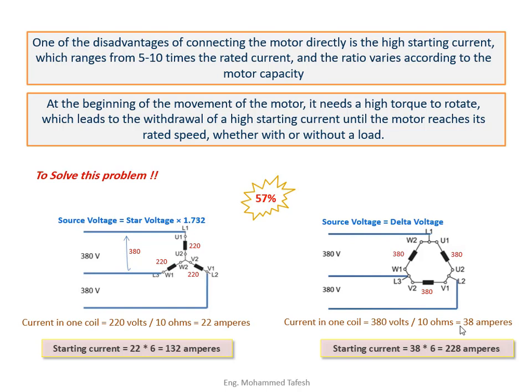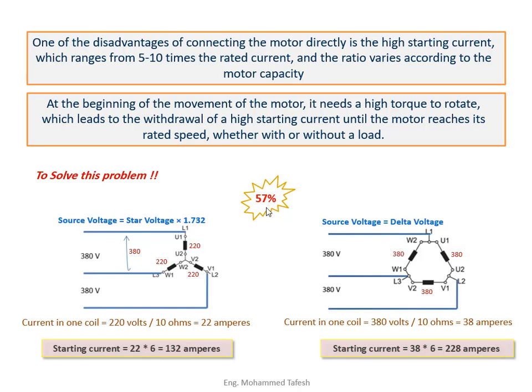If we assume the motor starts at 6 times the rated current also, then the starting current will be equal to 228 amperes. Thus, we notice the starting current of the motor in the delta state is greater than in the star by an increase of 57%. In other words, at the beginning of the rotation when connected in star, the motor works at almost half of its capacity. So we put it in star and then delta in order to avoid the high starting current.